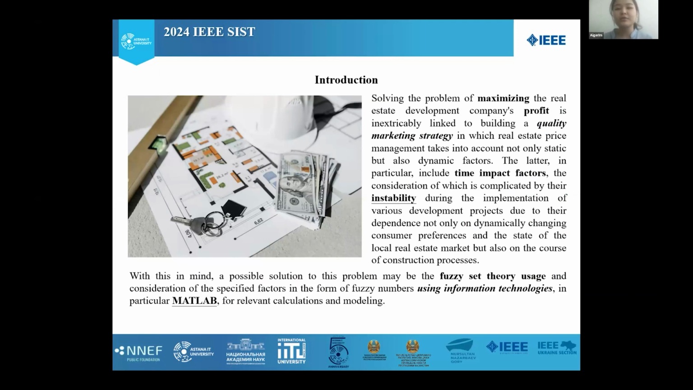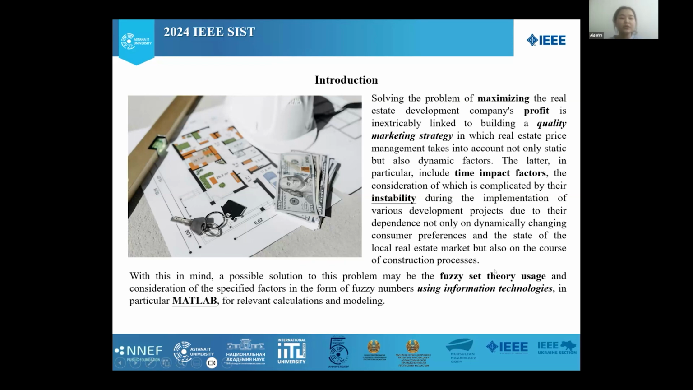inextricably linked to building a quality marketing strategy in which real estate price management takes into account not only static but also dynamic factors. The latter in particular includes the time impact factors, the consideration of which is complicated by their instability during the implementation of various development projects, due to their dependence not only on dynamically changing consumer preference and the state of the local real estate market, but also on the course of the construction process.